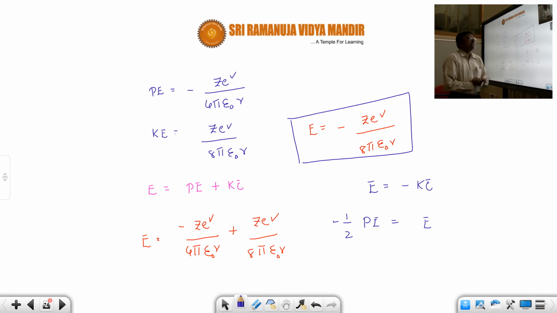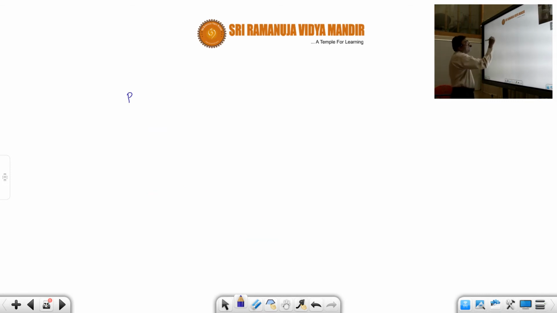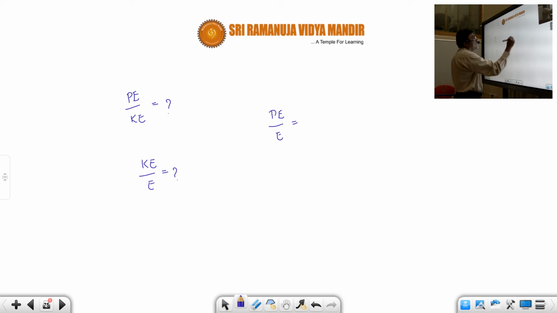So the examiner will ask you. Now I give a small work for you. Please do it. What is the ratio of potential energy and kinetic energy? What is the ratio of kinetic energy and energy? Write it out. I already derived the expression, it's a very simple question. And one more thing, what is the ratio of potential energy and energy? Please find out. These three questions have been asked in previous examinations. You will get 1:2, 2:1, minus, like that. Because you know the expressions, substitute the expressions.